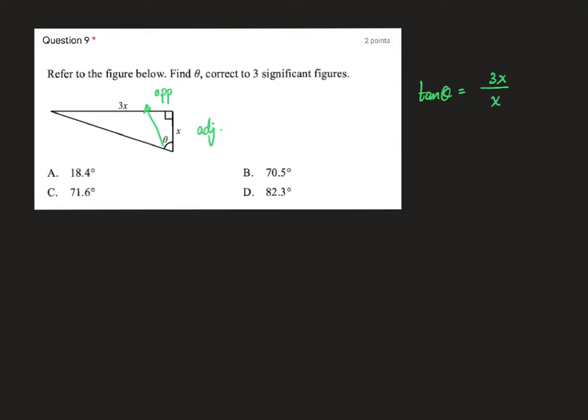And here, actually, we can eliminate the x by simplification. After this simplification, tangent theta will be equal to 3. So theta is equal to 71.6 degrees. So the answer should be C. That's all. Thank you.